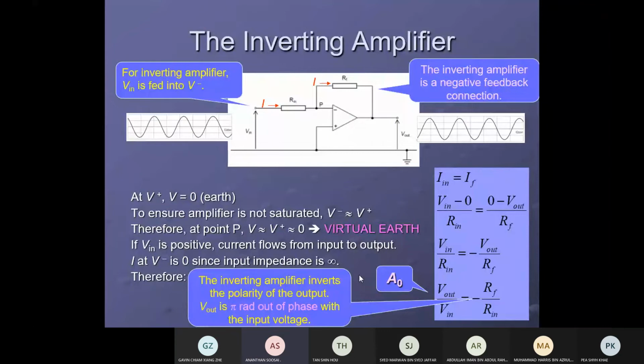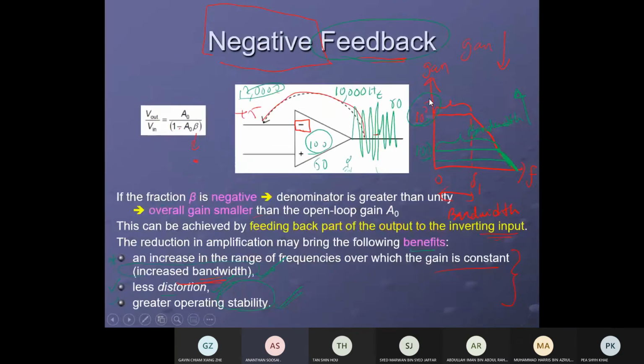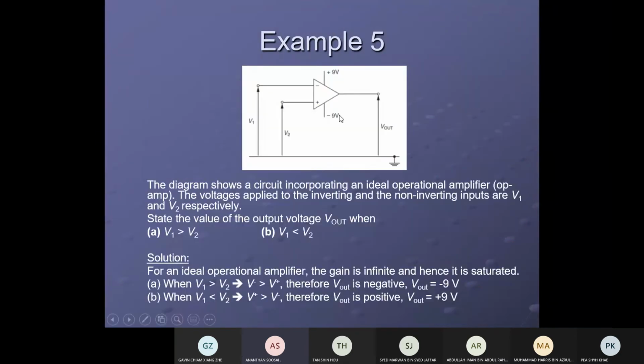Now, because of doing feedback, a new amplifier is invented. The amplifier called the inverting amplifier is invented. The earlier amplifiers we call comparators. How do you know it's a comparator? No feedback. No wire is extended backward. If no wire is extended backward, no feedback, it acts as a comparator.